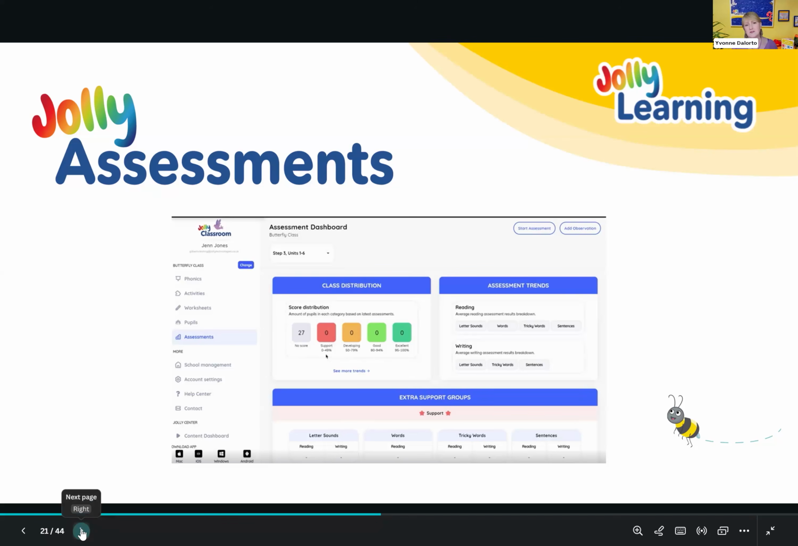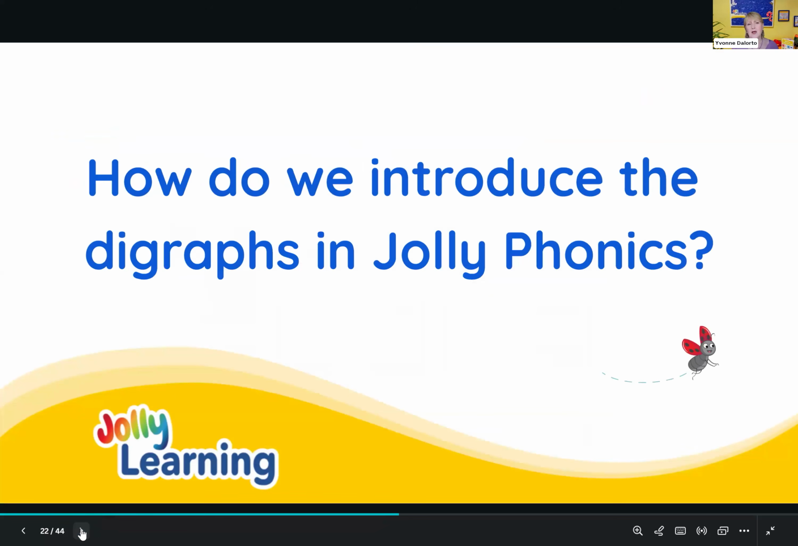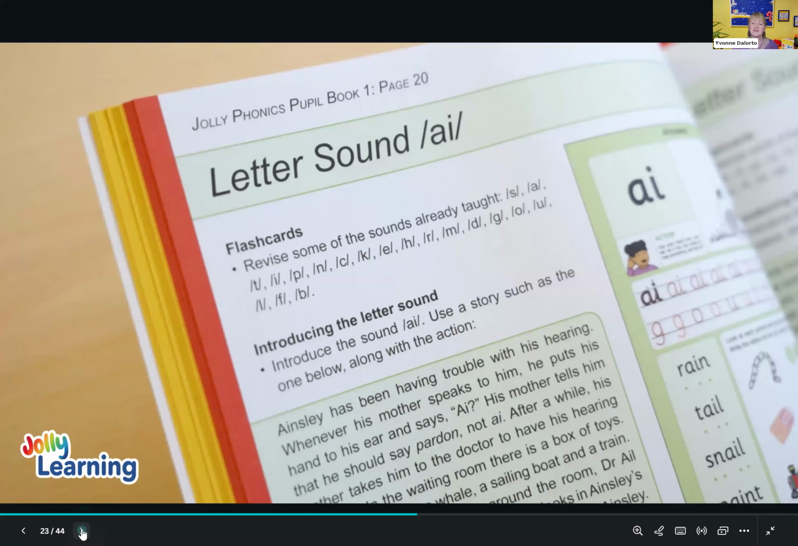There are some activities which are really important. And as you can see here, I'm keeping an eye on the time. How do we introduce the digraphs in Jolly Phonics? So some of you are very familiar with this process. We go to our teacher's book, or if you're using Jolly Classroom, we have the drop-down menu with the teacher tips. And again here, what you can see up here, we're revising some sounds.